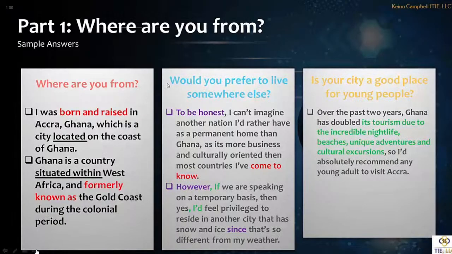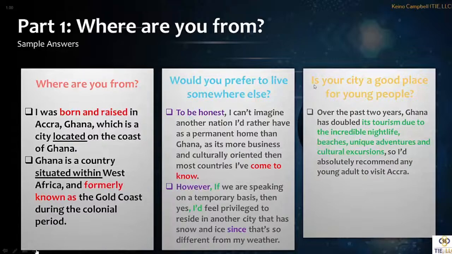Somewhere else. To be honest, I can't imagine another nation I'd rather have as a permanent home than Ghana, as it's more business and culturally oriented than most countries I've come to know. However, if we're speaking on a temporary basis, then yes, I'd feel privileged to reside in another city that has snow and ice, since that's so different from my weather.